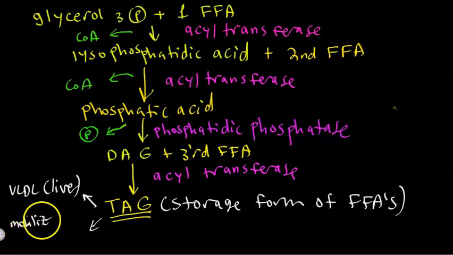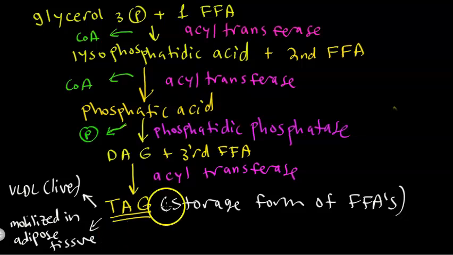And it can be mobilized in adipose tissue by being converted back to free fatty acids when glucose levels are low, when we need to send those free fatty acids to other tissues like the muscle and the heart so that they can use those free fatty acids for energy.